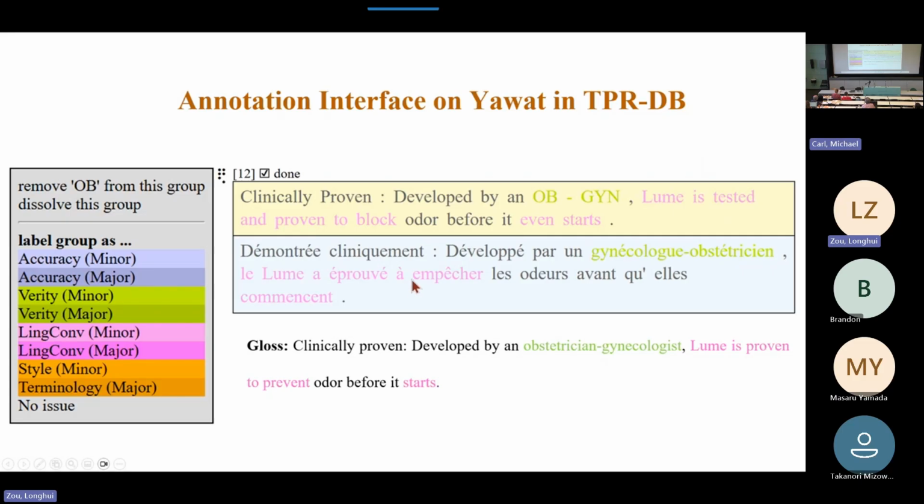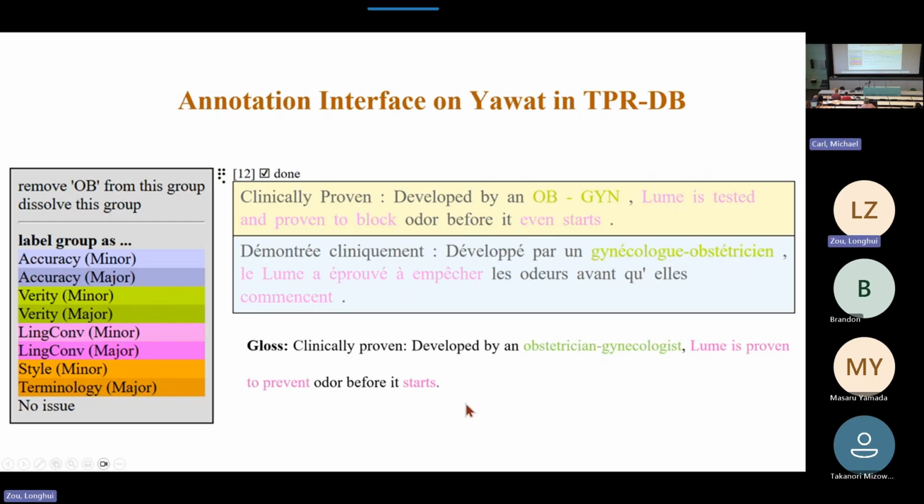According to the results of the manual annotation, the translation of this OBGYN into the phrase here was considered a minor variety error. So we would choose from here and highlight it in light green. And the translation of "Loom is tested and proven to block" is highlighted as a minor linguistic convention error, in light pink. The translation of "even starts" into this word in French was also marked as a minor linguistic convention error, also highlighted in light pink.